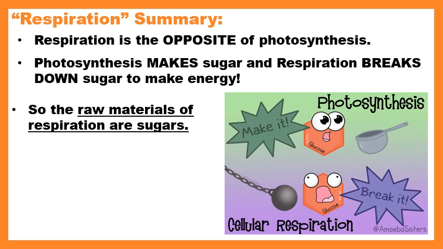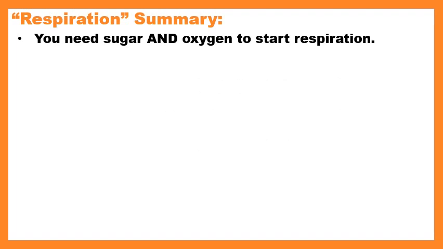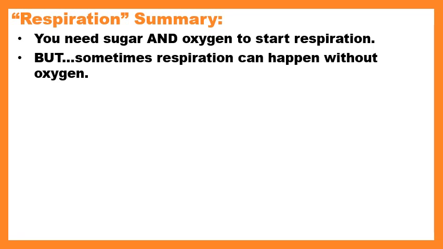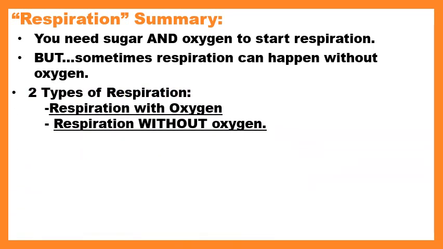Because respiration is the opposite of photosynthesis, because photosynthesis makes sugar and respiration breaks down the sugar to make energy, the raw materials, or the starting materials, or the ingredients of respiration are sugar. So, you need sugar and oxygen as your ingredients to make respiration happen. But sometimes respiration can happen without oxygen. So there are two types of respiration that happen on Earth. There's respiration with oxygen and respiration without oxygen.